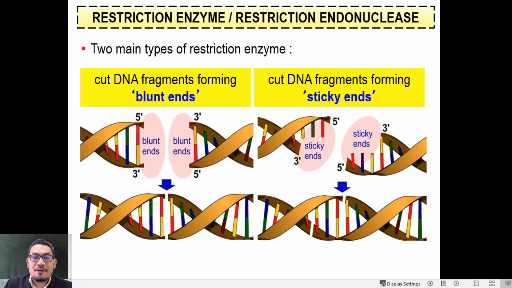There are two main types of restriction enzyme. First, those that cut the DNA fragment forming blunt end. Second, those that cut the DNA fragment forming sticky end. In this diagram, we can see the straight cutting that forms blunt end, and in this diagram, we can see the staggered cutting.